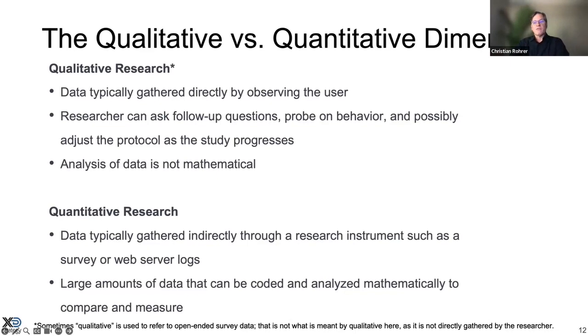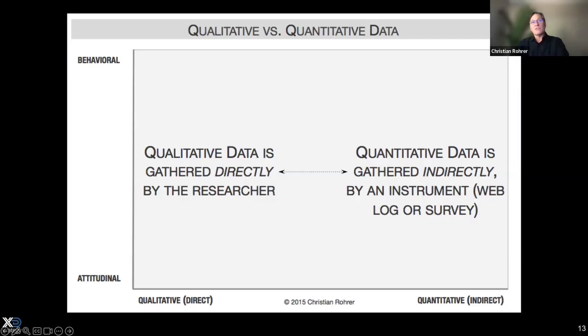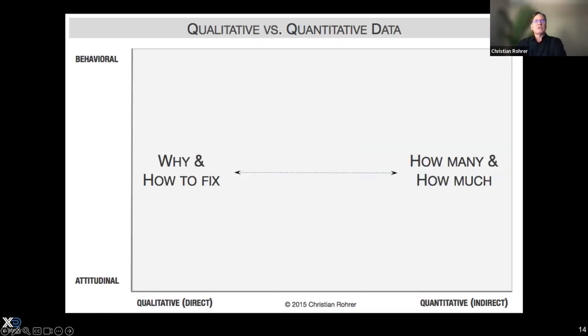These two have different properties, and I often say that the main distinction is the way the information is gathered. And they do different things. They answer different questions. Qualitative research answers the why, or the nature of the issue kinds of questions, or how might I fix this? How might I improve it?